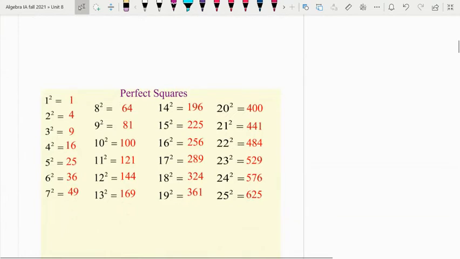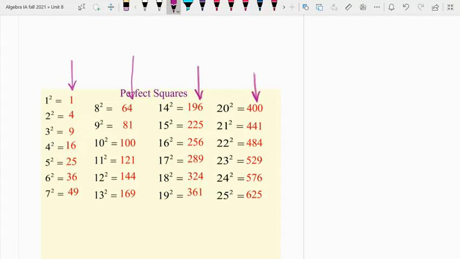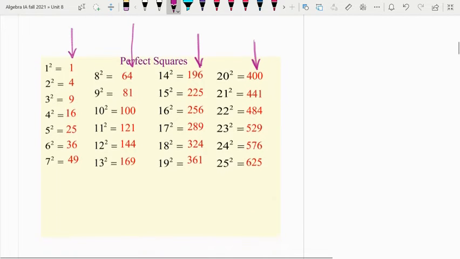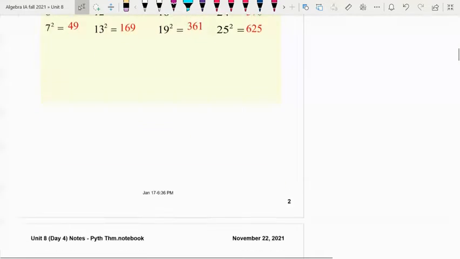All right, here's your list of perfect squares. Make sure that you're good with knowing how to find them because 1 squared is 1, 2 squared is 4, but I'm interested in the perfect squares, those numbers in red. So make sure you can find those for the test. So 1, 4, 9, 16, and so on.